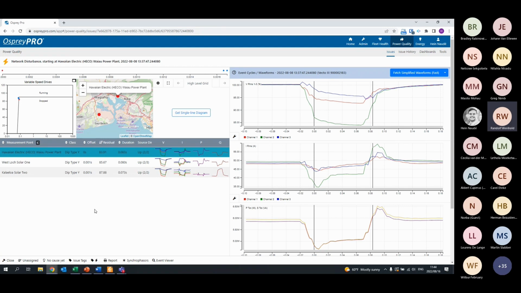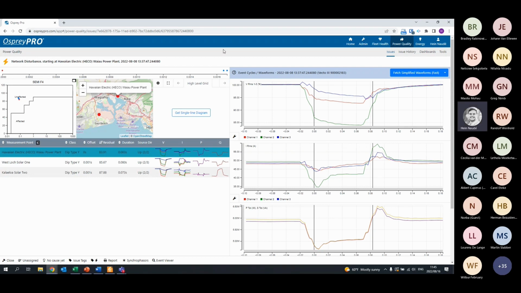The CBEMA and the ITIC, the Computer Business Equipment Manufacturers Association curves, also give you deeper insight into what kind of further knock-on effect a dip could have. So your computer tower box might switch off from something that wouldn't affect, say, a manufacturing facility's direct-online motor contactors. So it just gives you some deeper insight into further repercussions of dips.